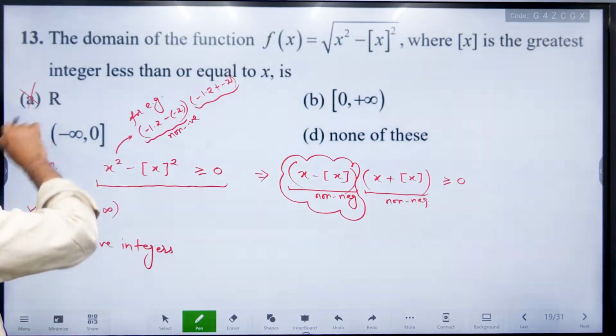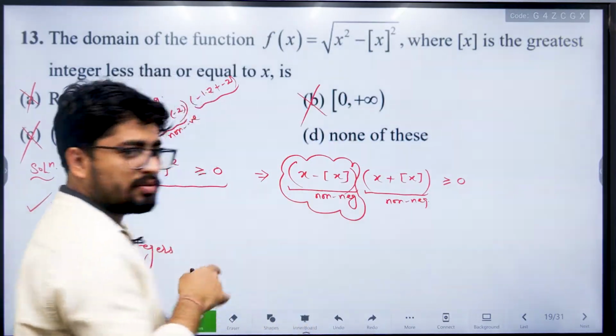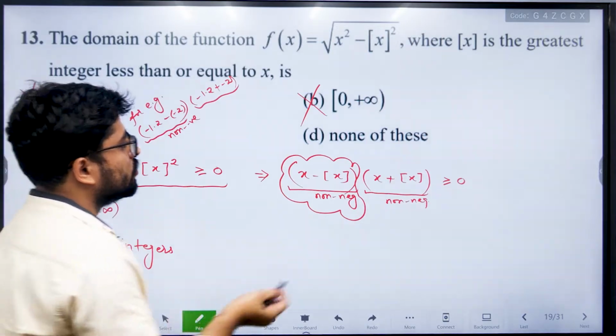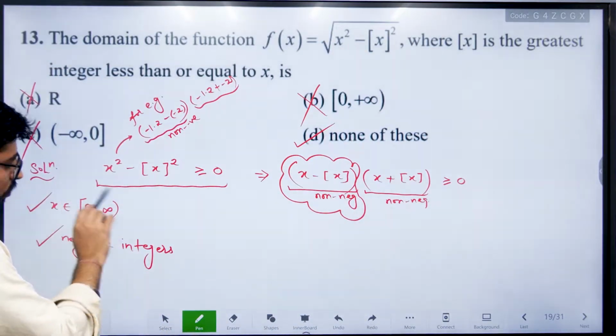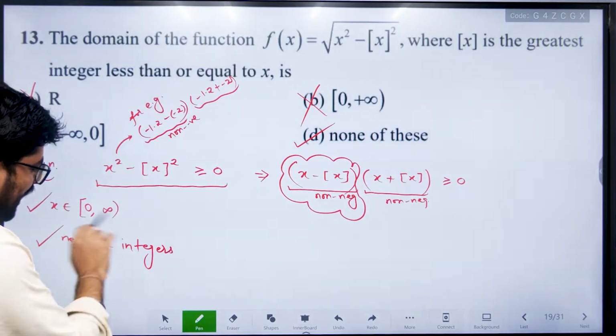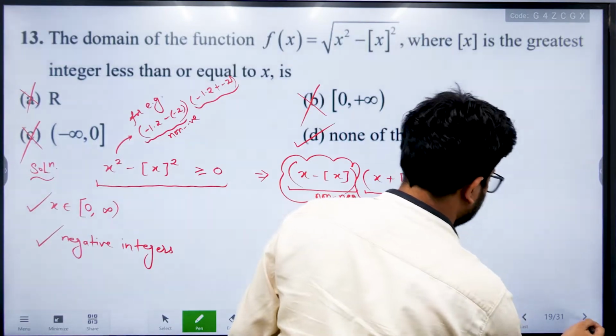So this is not the correct one. No, no, this is part of your domain. This is not the domain. So the final answer is D, none of these. The domain is the collection of all the non-negative numbers and negative integers.